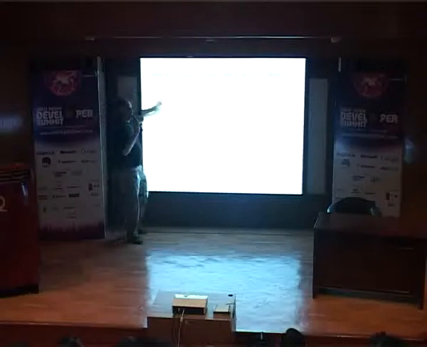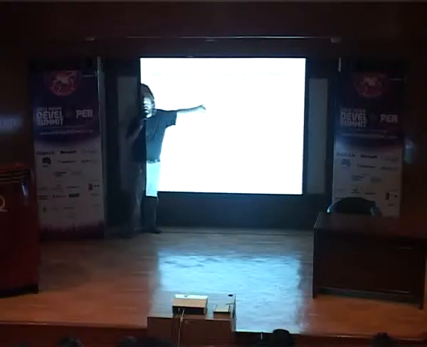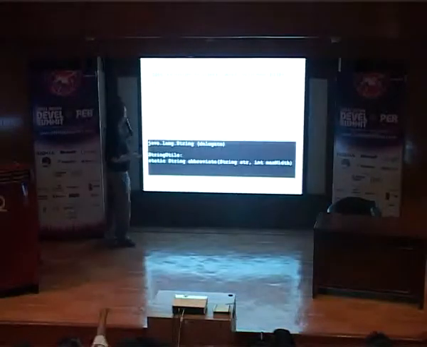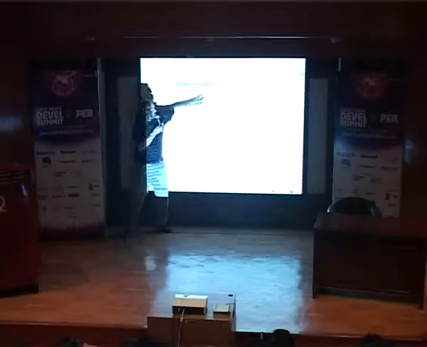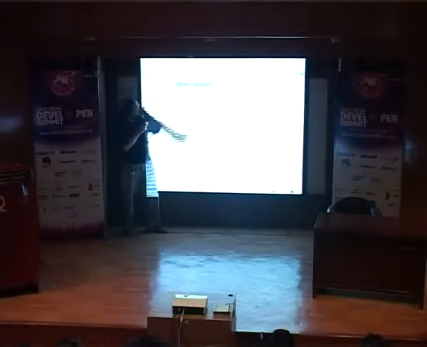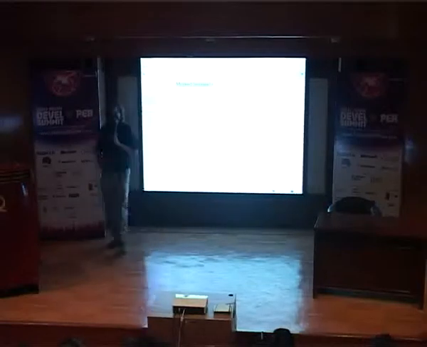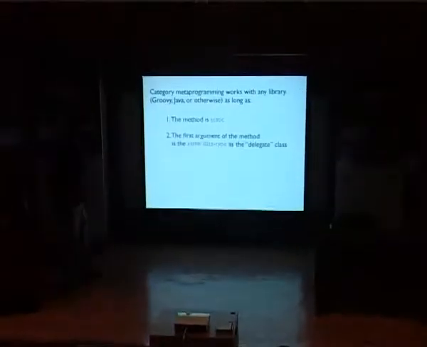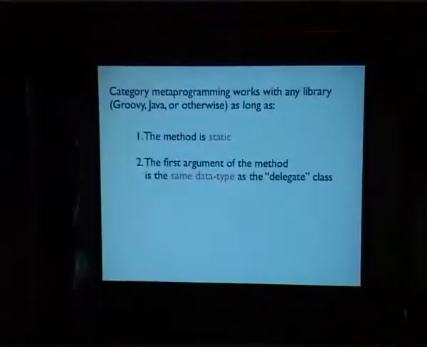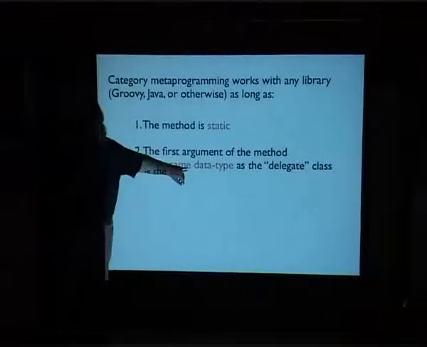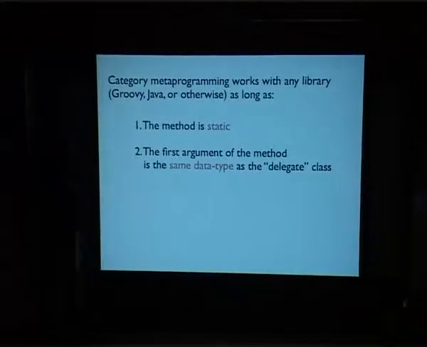Now, this library can be used for category metaprogramming because all of the library methods follow two simple patterns. All of the methods are static in that library. I'm going to show you the library in just a moment. When we look at abbreviate, we can see that's a static method. Abbreviate middle, capitalize all words, those are all static methods. So that's one thing that passed nicely. The other thing is that the first argument must be of the same data type as the delegate.